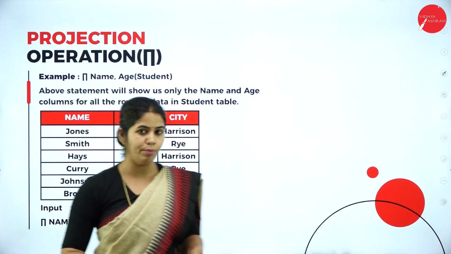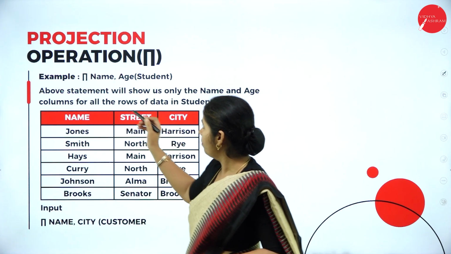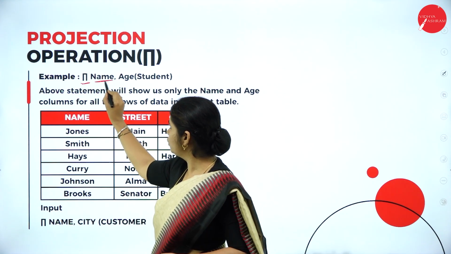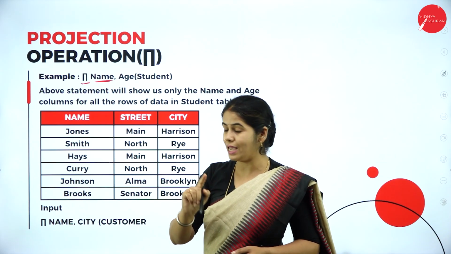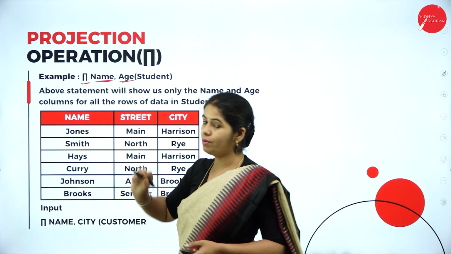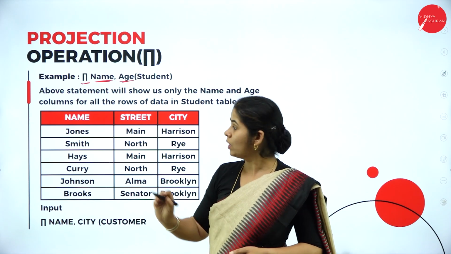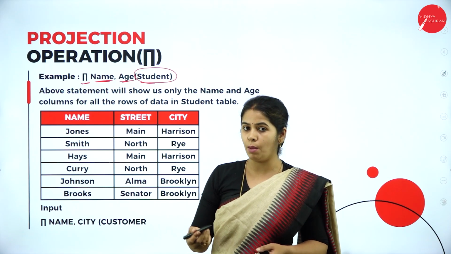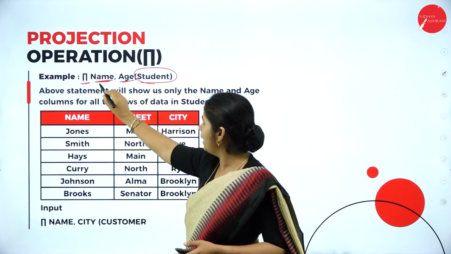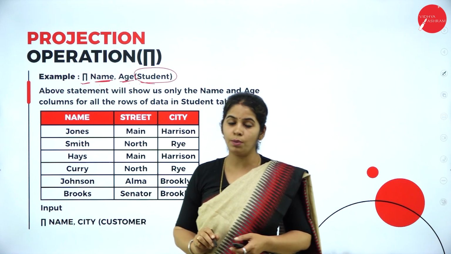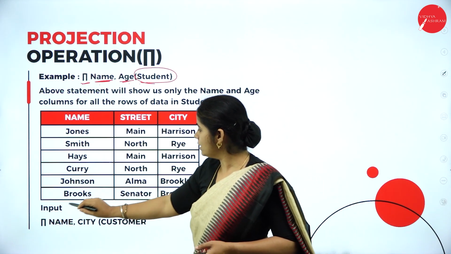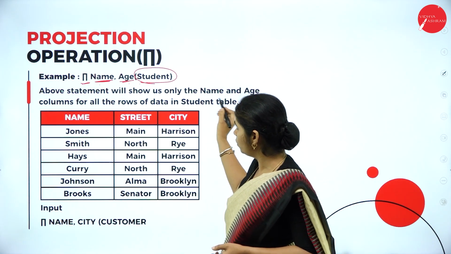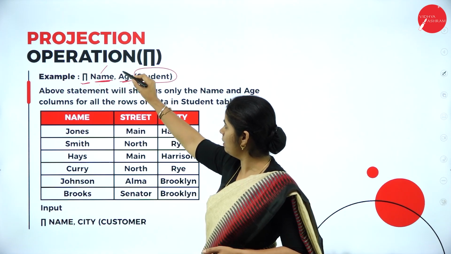Okay, let's see the example for the project operation. This is what we are fetching: I am fetching the first column, that is name, and I am also fetching one more column, that is age. From where am I fetching? From the student database. What all are we fetching? Student name and student age. So this is the input table, the student table, and in it we are supposed to display name and age.